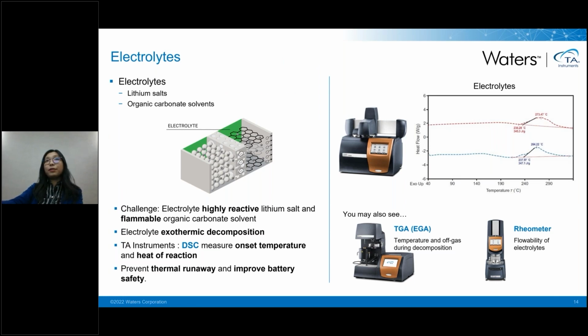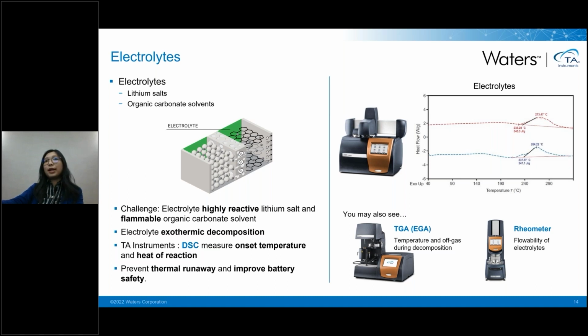And the fourth component in the battery material is the electrolyte. The electrolyte is pretty much the core of the lithium-ion flow between the cathode and anode, and often involves dissolving a lithium salt into an organic carbonate solvent. Due to the high reactivity of the lithium salt and the high flammability of the organic solvent, it is very important to understand the decomposition, when the decomposition occurs, and how much energy is involved.